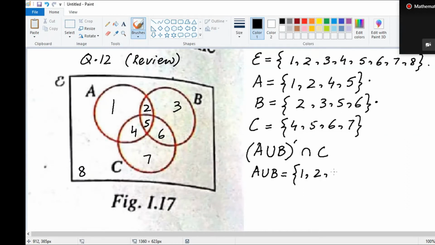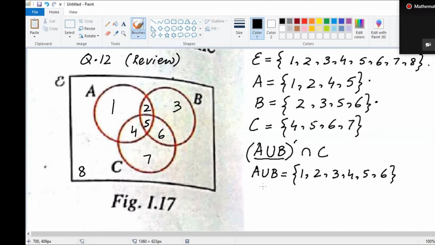1, 2, 3, 4, 5, 6. A union B is here in front of you: 1, 2, 3, 4, 5, 6. What did I do? I unite them all without repeating any element. 2 was written twice, so I wrote it once. Okay? 5 was written twice, so I wrote it once. So now A union B, I found it out.